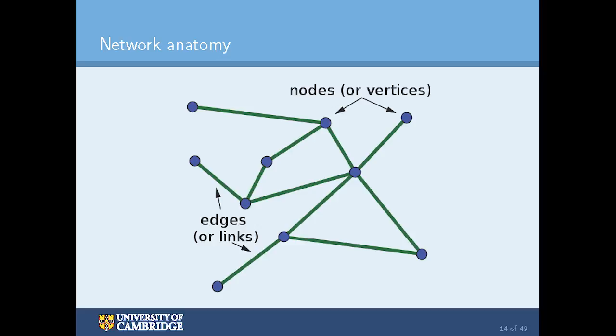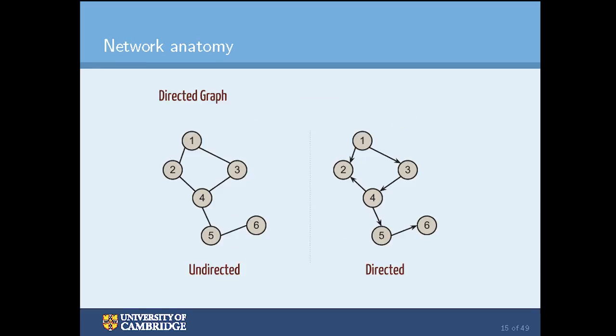I don't know who calls nodes vertices. I've never heard that in neuroscience, at least. Links, I know, instead of edges; they sometimes use that in economic networks and stuff. But nodes are connected by edges, and that forms your network. And you can have either directed or undirected.